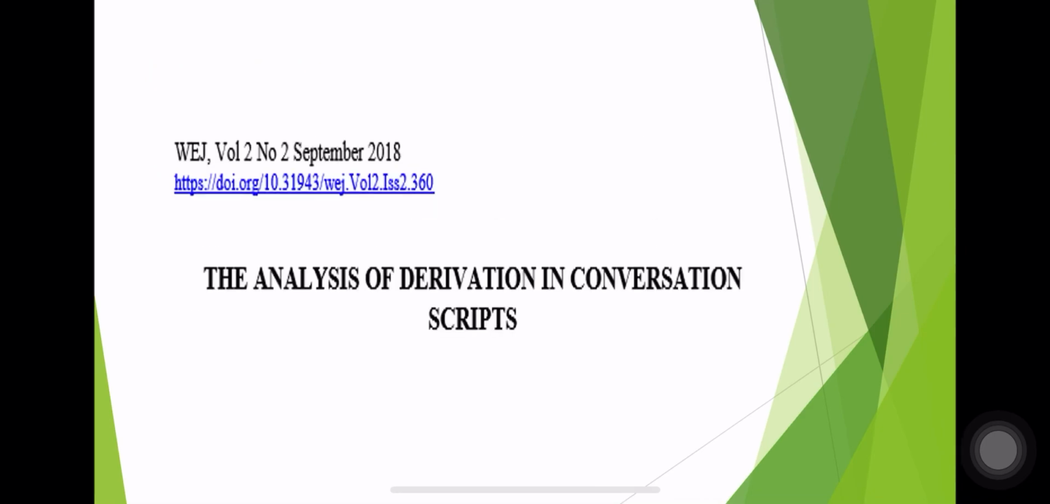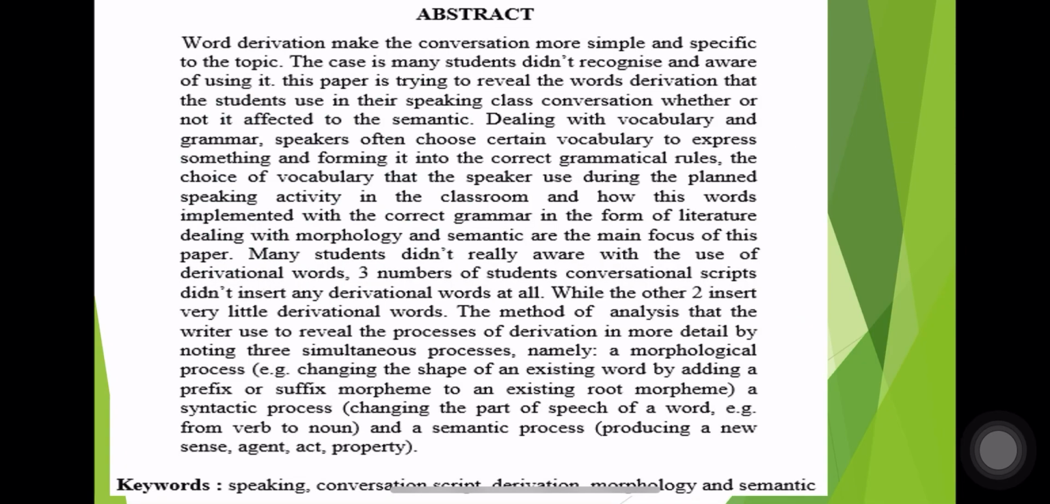This is the reference, and this is the journal analysis. I got it from academia.edu. It was published in September 2018, and the title is The Analysis of Derivation in Conversation Scripts. This is the abstract.